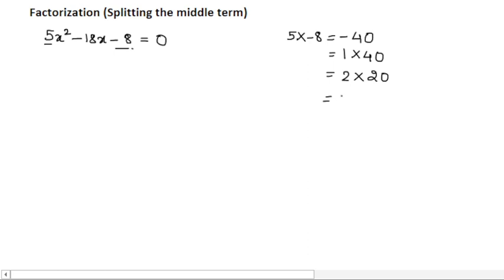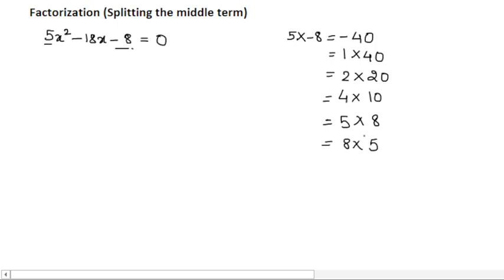If I try 3, 3 is not a factor of 40, so we skip 3. Then I have 4. 4 times 10 is 40. 5 times 8 is 40. Then I have 6 and 7, which are again not factors of 40, so I skip them. Then I get 8 times 5 is 40.